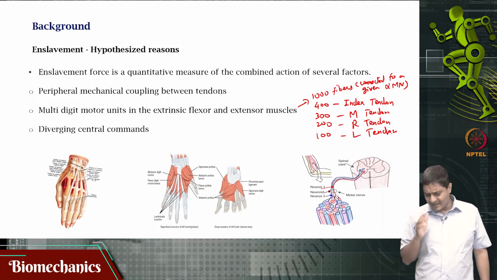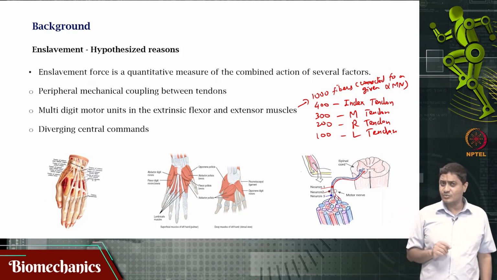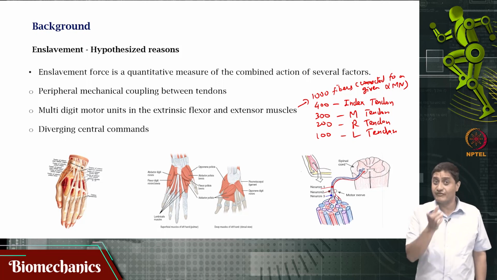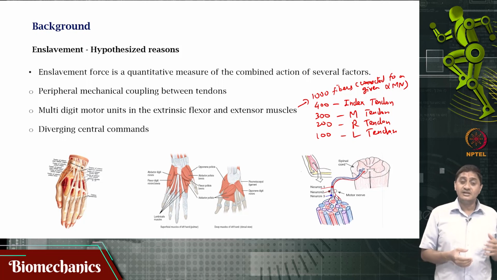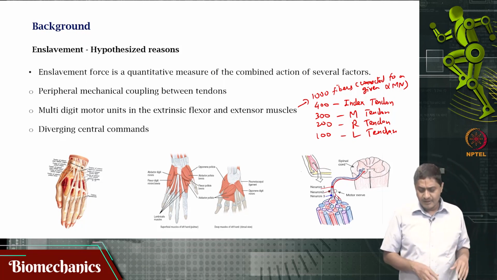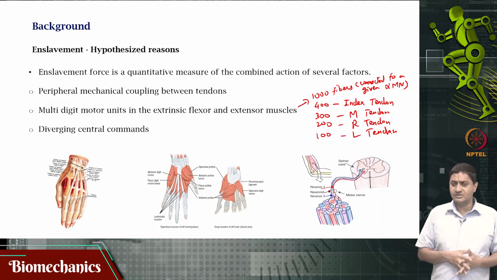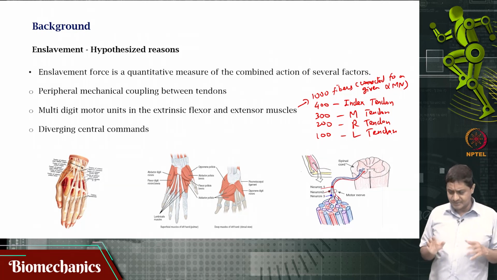Why? Well, actually, these 1000 muscle fibers need not have the same force producing capacity. That is a different discussion. It might be that different muscle fibers have different force producing capacity, and because of that the forces might change. But let us assume that all these 1000 are uniform, identical, with similar force producing capacities. For the sake of discussion, we will assume this.